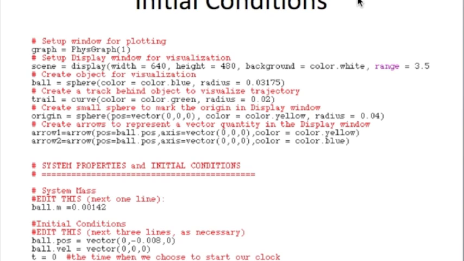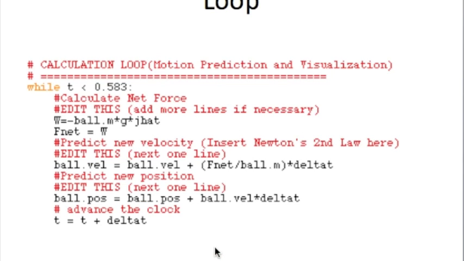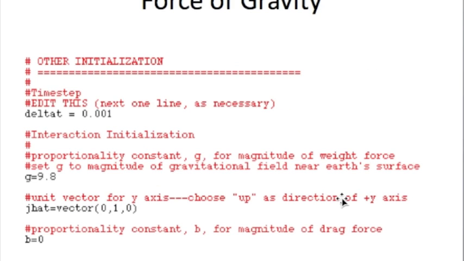Moving on to Python, I made a computational model only accounting for the force of gravity. I changed the initial condition so the ball was the correct mass, 0.00142 kilograms, and the initial position of the ball was at negative 0.008 meters in the y direction. Notice that Newton's second law and the displacement equation did not have to be changed. Also, I had to set g, the gravity, equal to 9.8 and j hat equal to 0, 1, 0.